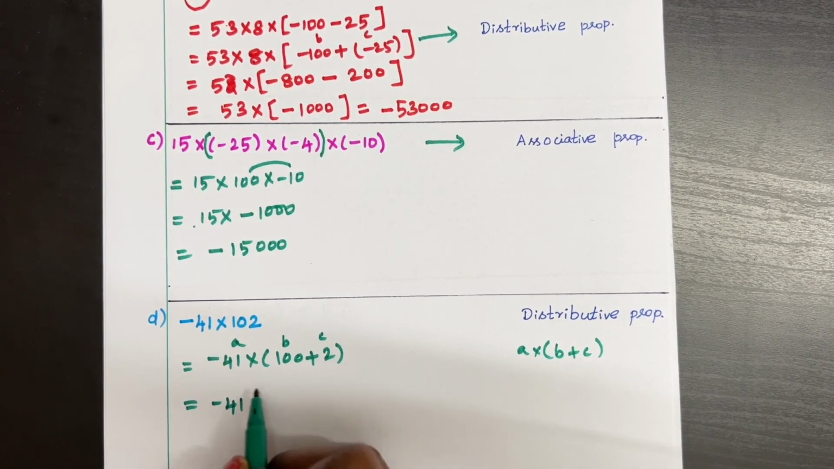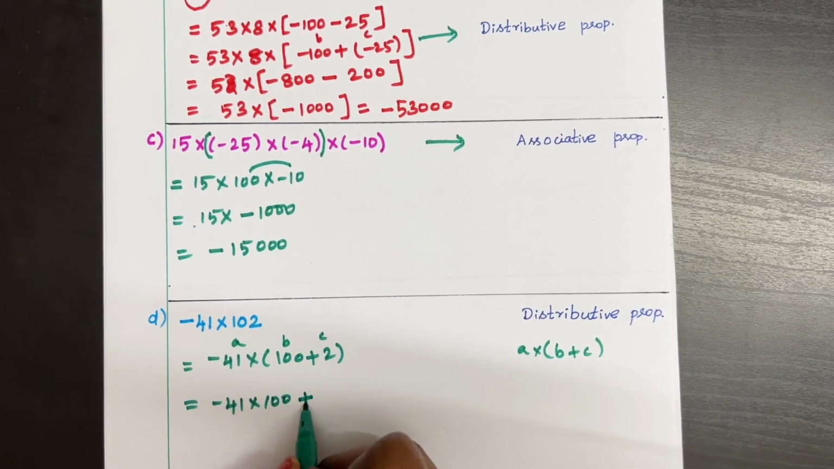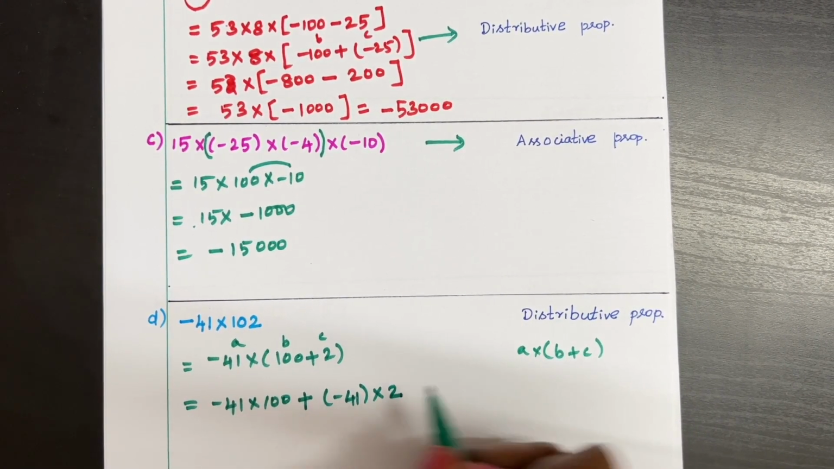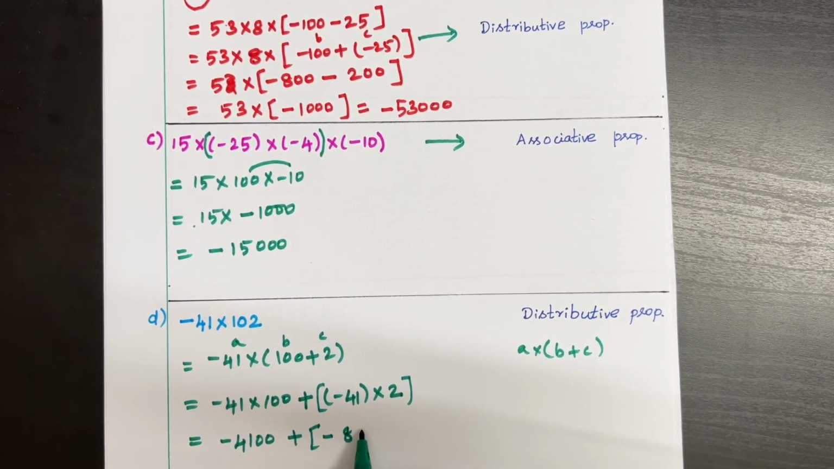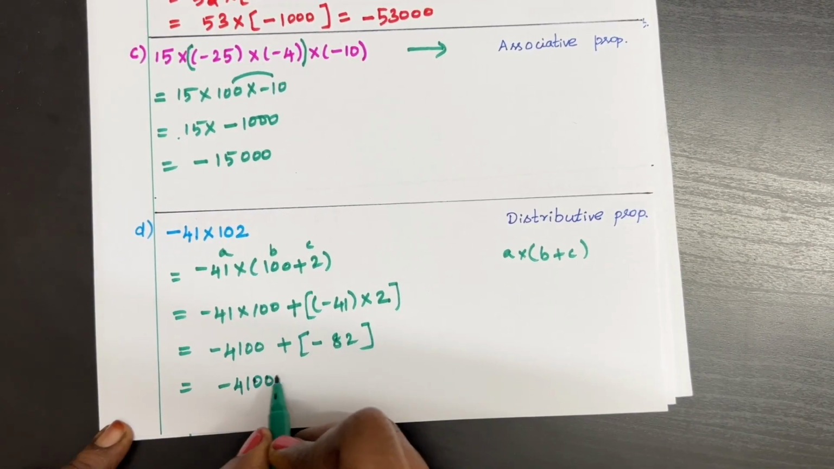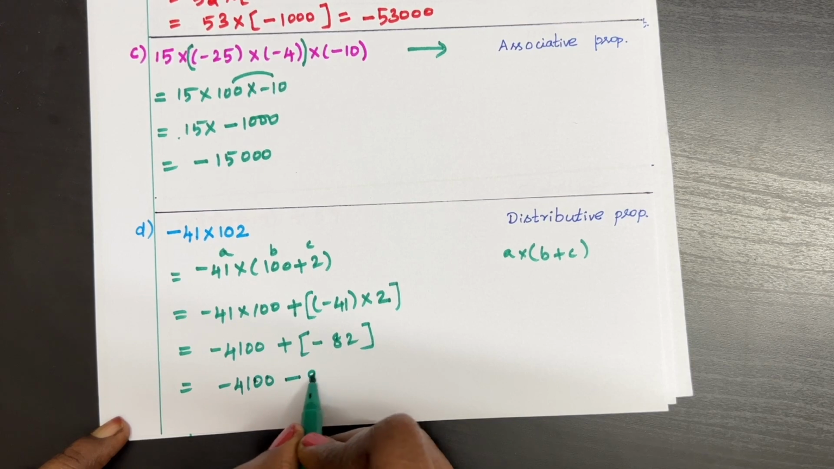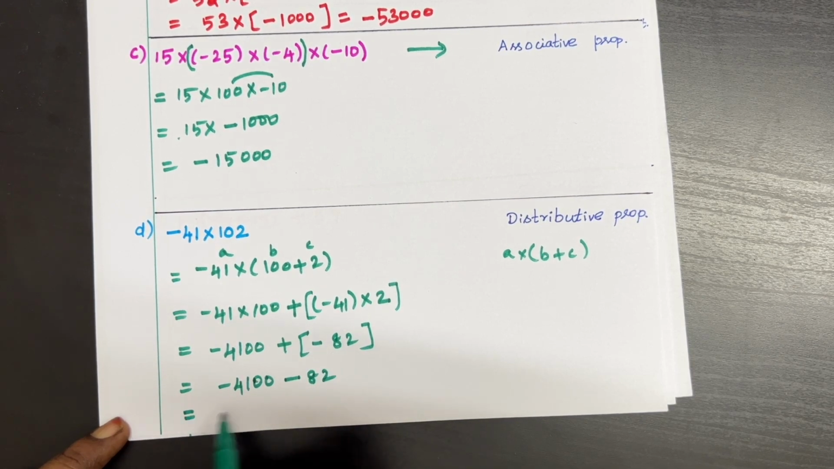This is minus 41 into 100 plus minus 41 into 2. Now multiplying with 100 is easy: minus 4100. Now if we multiply minus 41 by 2, what will we get? Minus 82. Minus 4100 plus minus 82. Like signs we are going to add, so negative sign only, 4182. This is our answer.